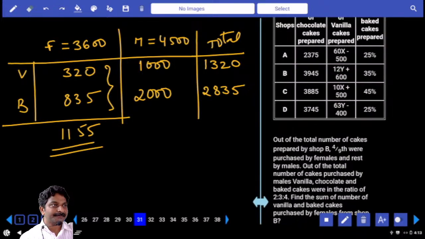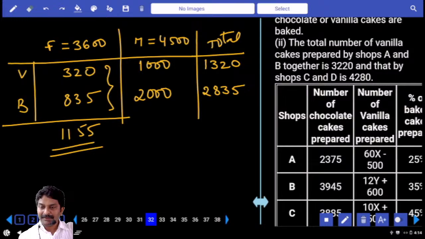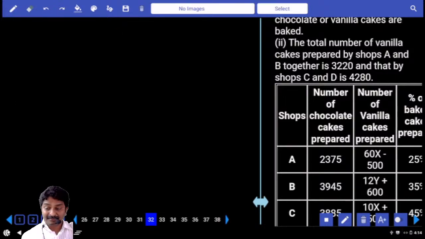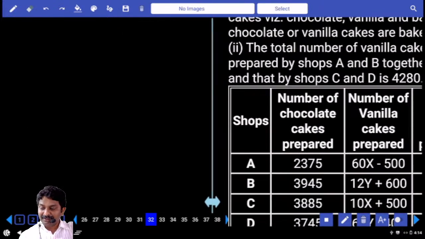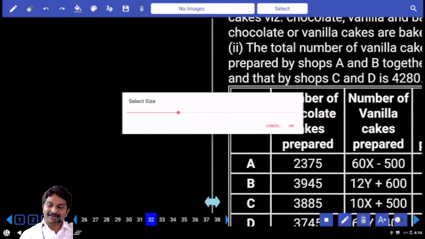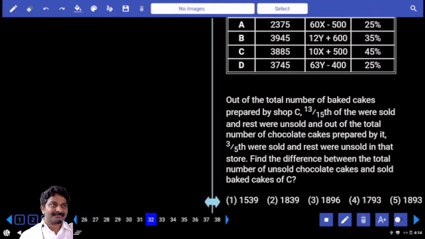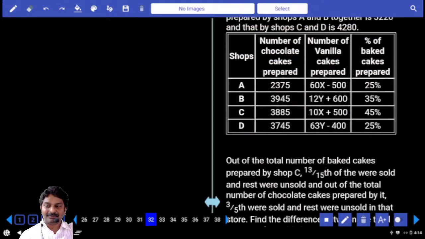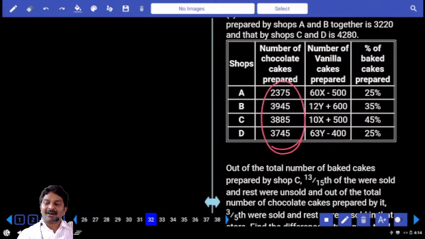Is it over? See, that is what I told you already. Based on the numbers in the table, you can decide. That is what I told you. If these are all round figures, simplification becomes easy. Otherwise, it takes time.